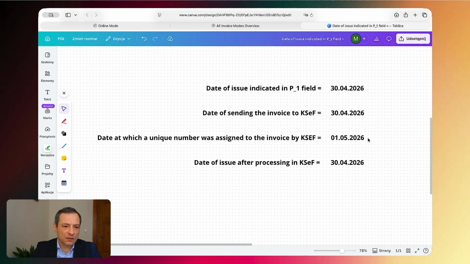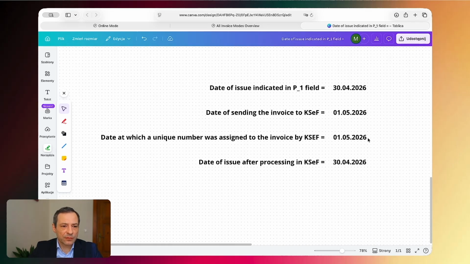Consequently, in such a case, the date of issue after processing by the Polish National Electronic Invoicing System is still equal to the 30th of April 2026. And this is because the date at which this invoice was sent to the Polish National Electronic Invoicing System is the same as the date of issue indicated in the P1 field.